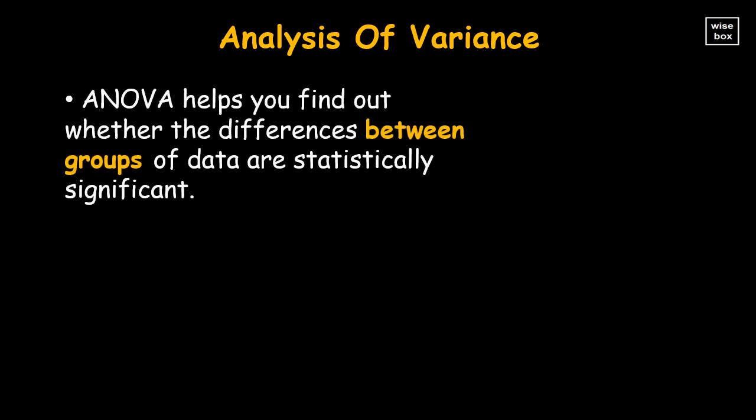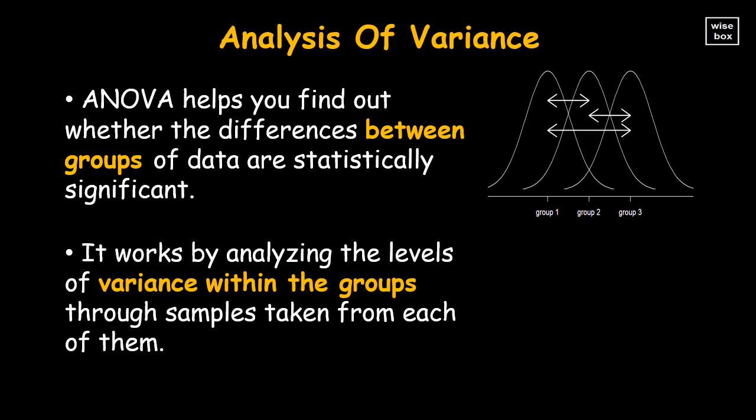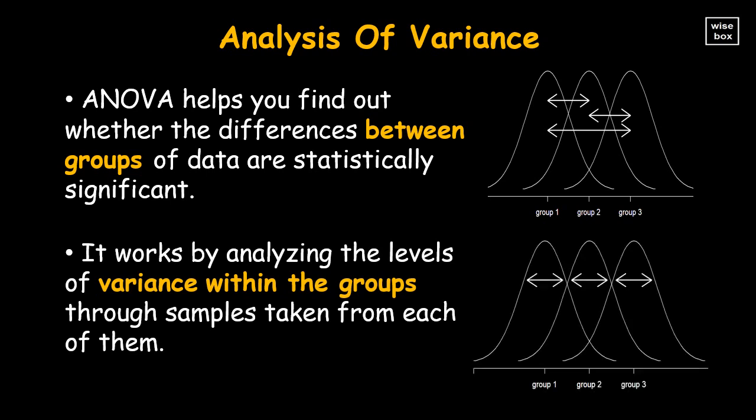Anova helps you find out whether the differences between groups of data are statistically significant. It works by analyzing the levels of variance within the groups through samples taken from each of them.